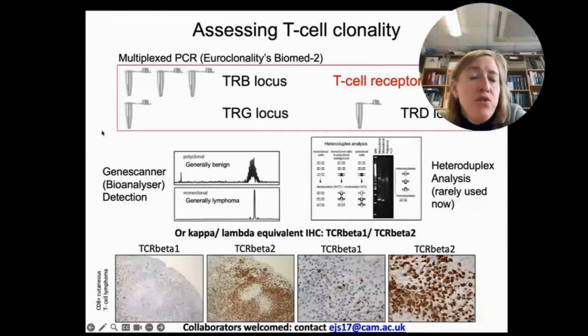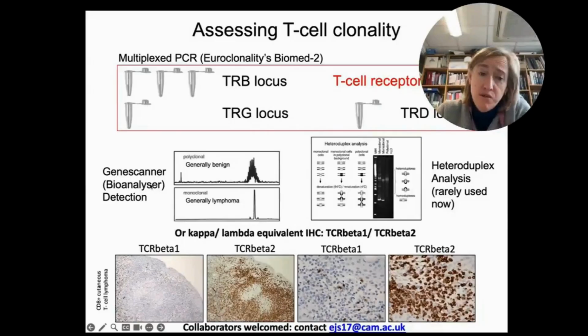And if you have a variation in length with a sort of Gaussian distribution like this, the sample's generally benign, whereas if you have a single peak, the sample is generally lymphoma. The old-fashioned method was something called heteroduplex analysis, which was done on a gel. It's much more difficult to interpret, except under very specific circumstances.